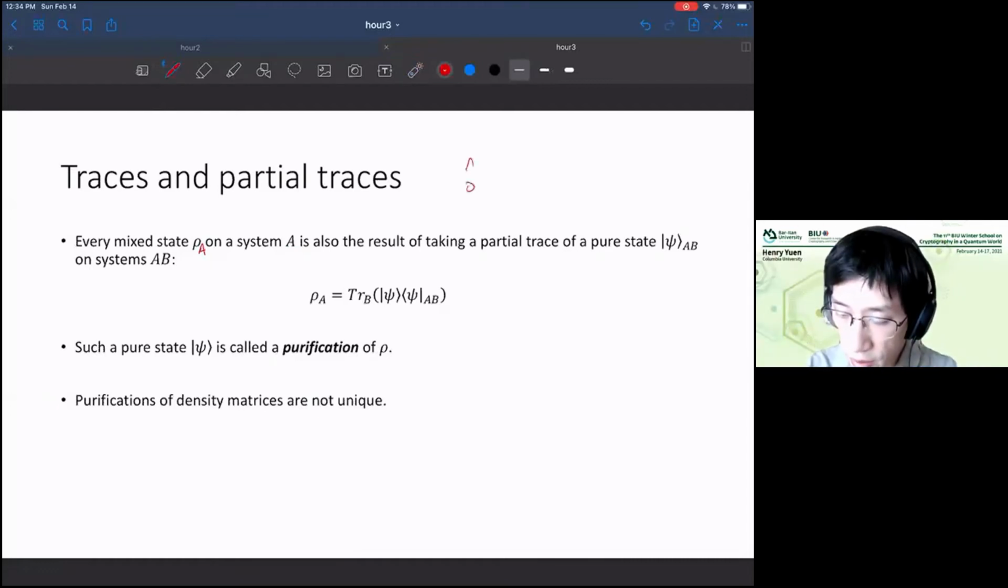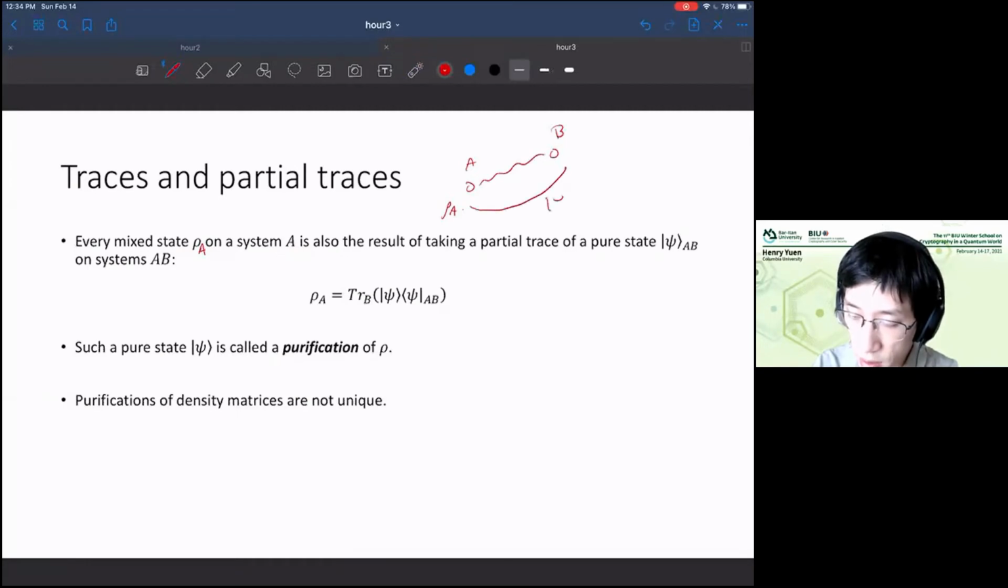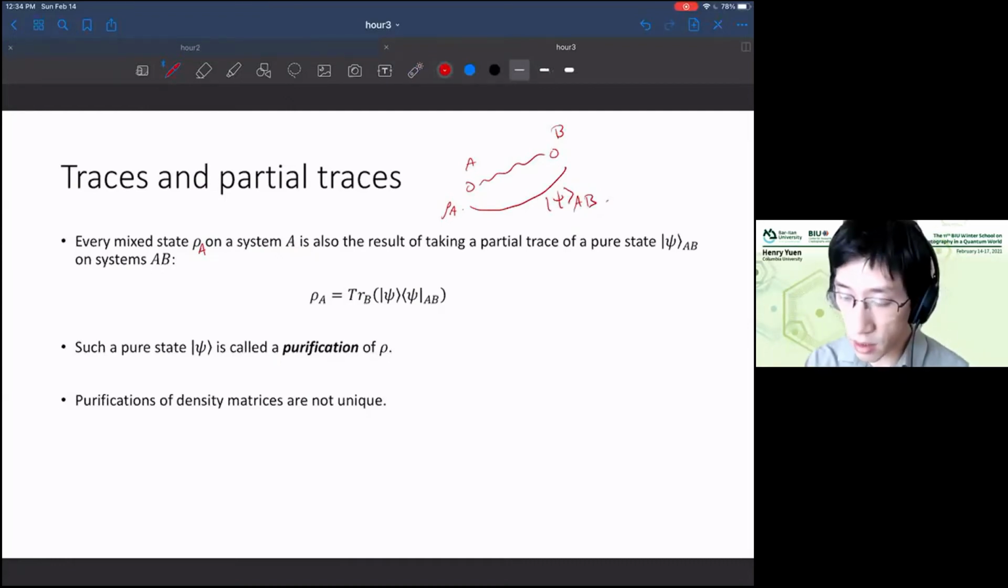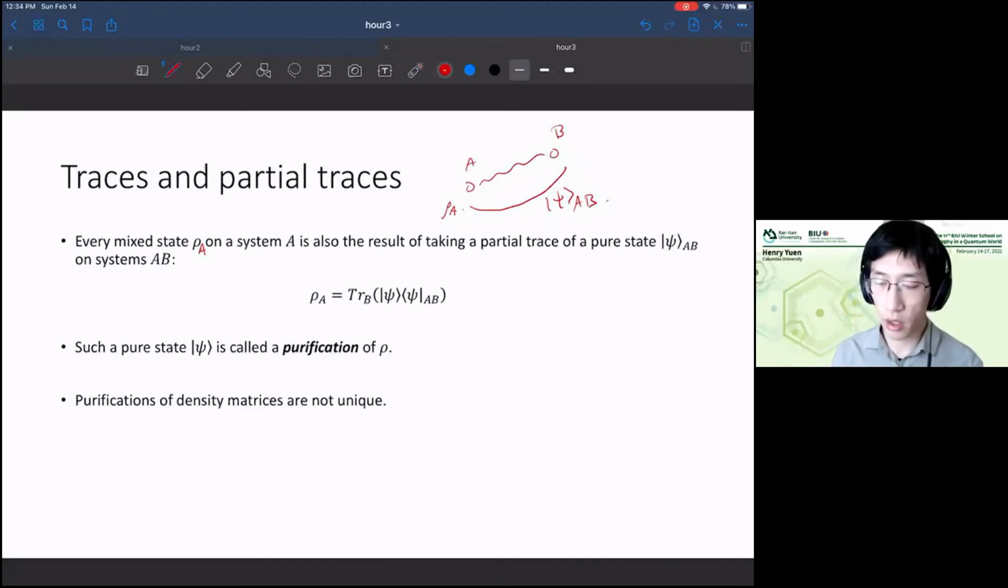So if we have system A and rho A, some probabilistic mixture, there's always some external system B that purifies it. So there's some overall pure state, psi AB, a unit vector in this larger space, such that if you take the partial trace of this unit vector in this way, you recover the original density matrix. This pure state psi is called the purification of rho, and they're not unique. There are many, many different purifications of any given density matrix rho.